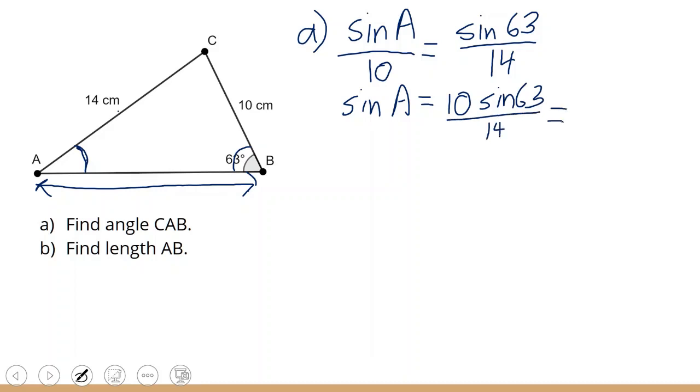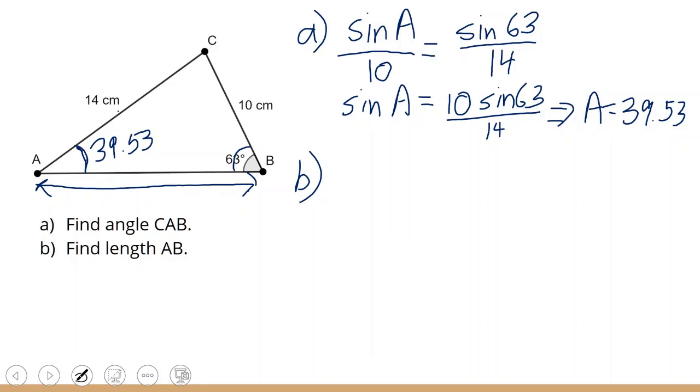And so if I then go ahead and calculate that on my computer or calculator, I get that the angle is 39.53 degrees. Okay, and so I'll go ahead and note that down here since that might be useful for the next part of the question, B. Okay, so now I'm trying to find the length of AB.